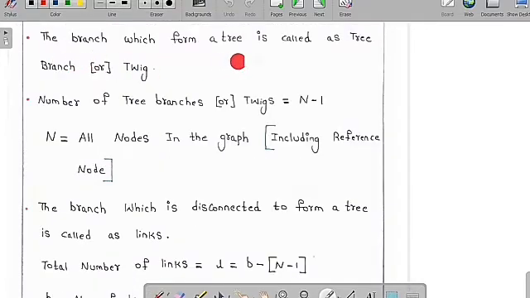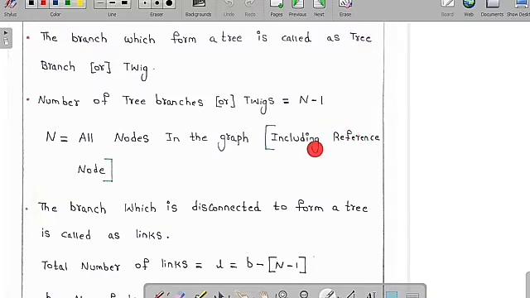The branch which forms a tree is called a tree branch or twig. See, the branches which are helpful to make a tree are called the tree branch or twigs. The number of tree branches or twigs is equal to n minus 1. So if you want to know how many tree branches or twigs are present in a given tree graph, it is equal to n minus 1, where n is equal to all nodes in the graph including the reference node. Here n means you have to include each and every node present in that original graph. So we can say it is going to include even the reference node.